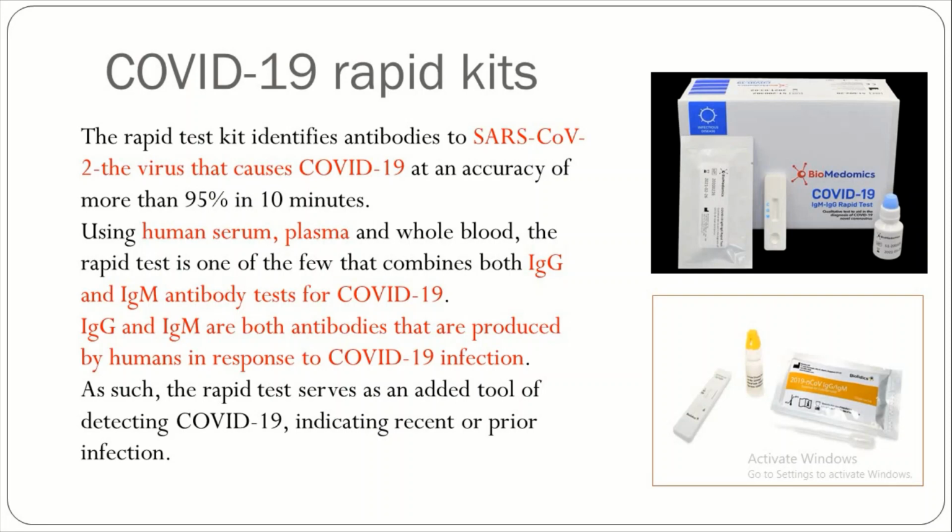What really happens is the IgG and IgM antibody tests for COVID-19. Both IgG and IgM are produced by humans in response to COVID-19 infection, right? So that's why they use IgG and IgM. As such, the rapid test serves as an added tool for detecting COVID-19, indicating recent or prior infections. The kit materials were given here. The principle is exactly similar to the HIV kits and the pregnancy test kit we have seen.